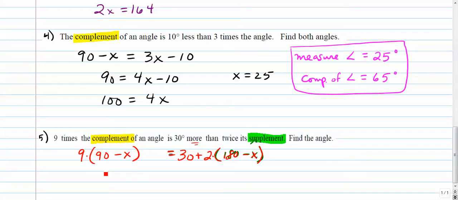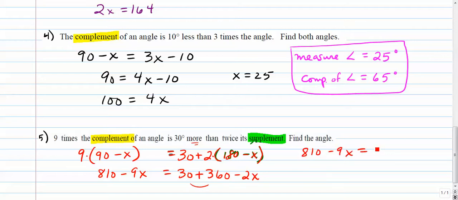So a little algebra here. We've got, let's see, 9 times 9 is 81, so that's 810 minus 9x equals 30 plus 360 minus 2x. I'll take it over here. Combine these two numbers together. 810 minus 9x equals 390 minus 2x. Move the smaller of the two coefficients over, so we're going to add 9x to both sides, so I get 810 equals 390 plus 7x.